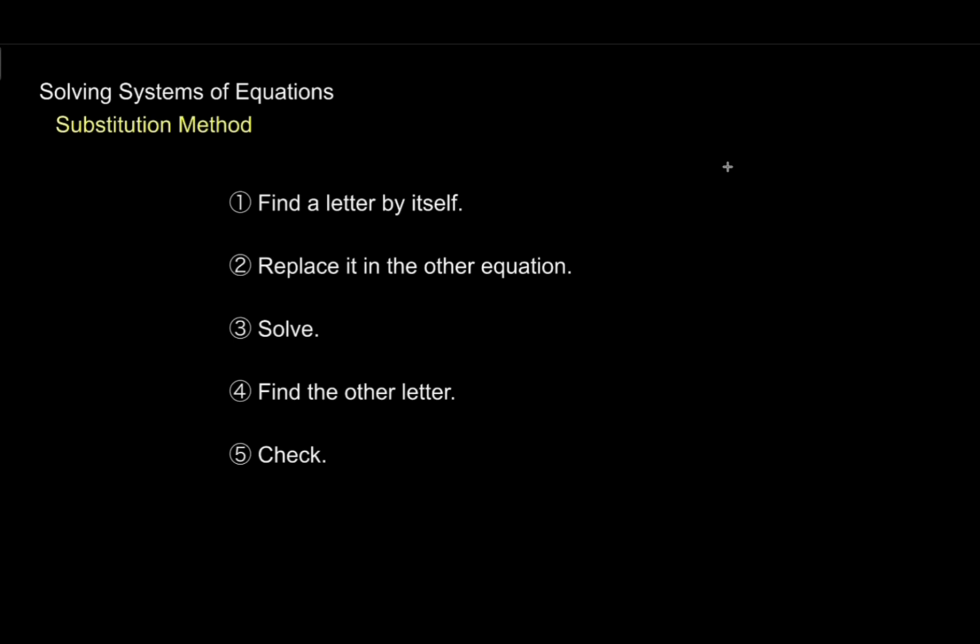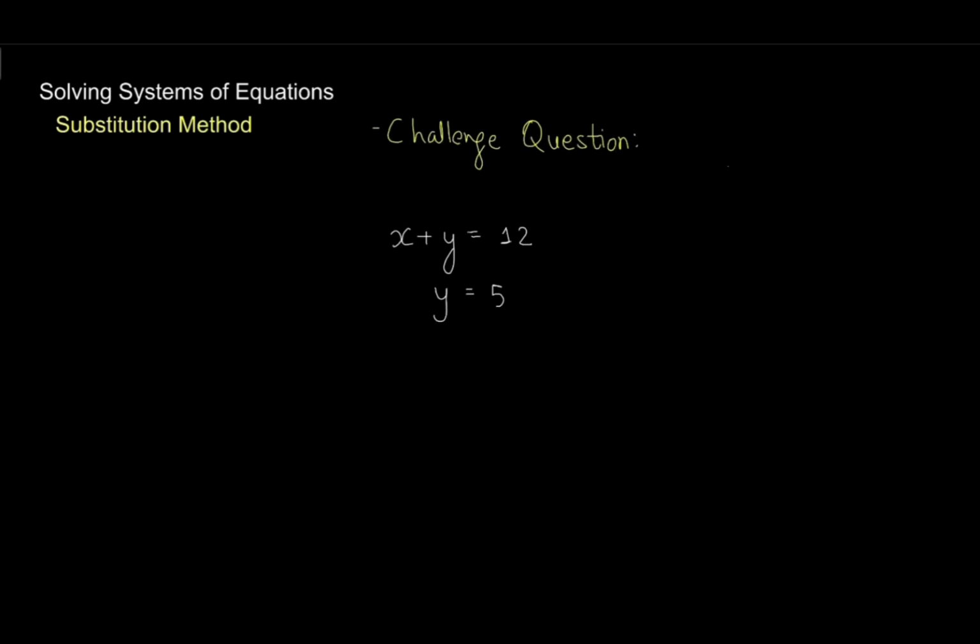There are certain steps we have to follow for the substitution method. First is to find the letter by itself. Then we have to replace it in the other equation. After that, we solve the other equation and find one letter. Then we have to find the other letter. After that, we check whether the values of the letters match or not. These 5 steps work every time. Take them one at a time. Do not rush.